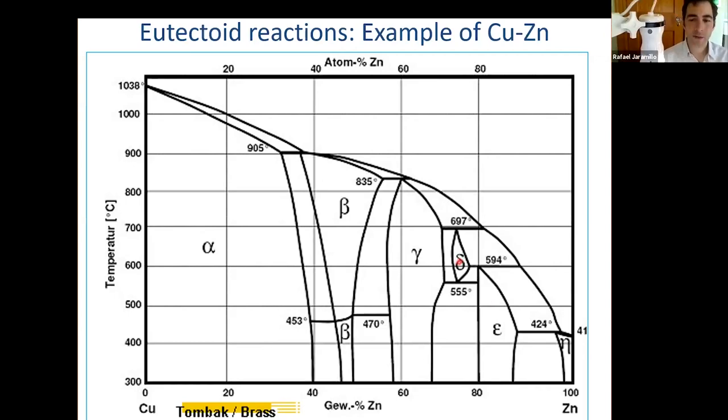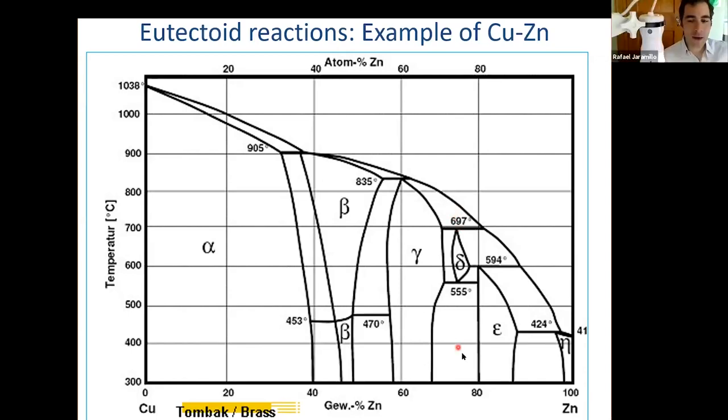Just for fun, what happens when I heat up delta and I go through this point? What two phases coexist in this region? Would that be gamma and liquid? Gamma and liquid. So this is a funny system.